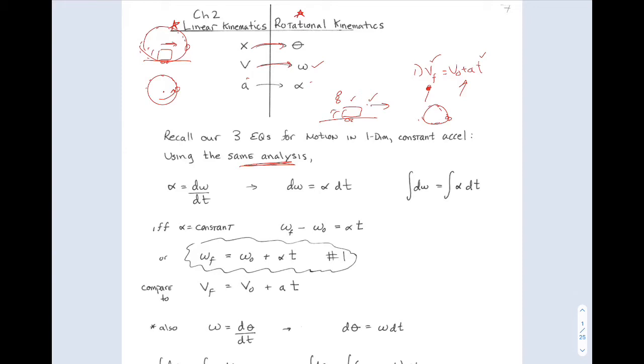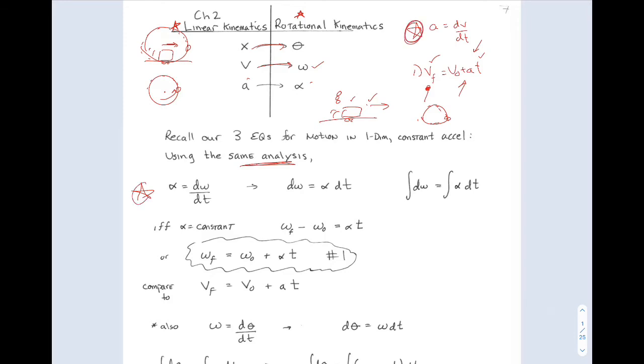So back in chapter 2, we said a is dv dt. Multiplied both sides by dt, and then integrated. We're going to do the same thing. So we started from there in chapter 2, we're going to start from there in this chapter. So angular acceleration is the time rate of change of angular velocity. Multiply both sides by dt. Now integrate both sides. And we're doing this with constant angular acceleration, meaning, let's say a wheel is spinning up or slowing down at a constant rate.